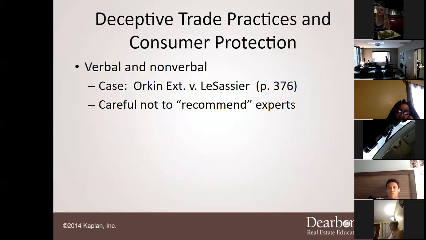So verbal and nonverbal, there was a court case there. It's in your book as well. It's basically just careful not to recommend experts. You can recommend experts, but I'm not going to just recommend one expert because it's restricting my client to that one person. You can actually get in trouble even for just recommending one of them.